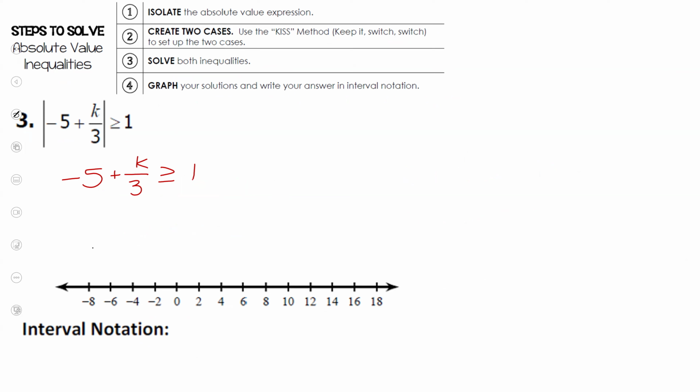Your other case, I'll write it over here. You change the sign and you change this sign. Change the symbol, change the sign. Those are our two cases. Now we're going to solve and then graph it. All right, guys, what should I do first? Yep, we're going to add 5.